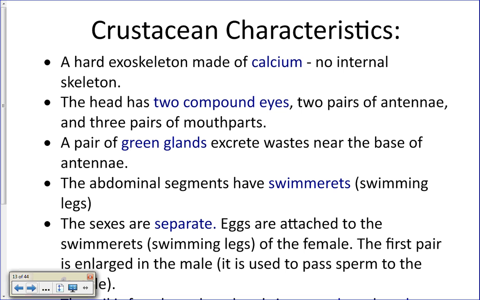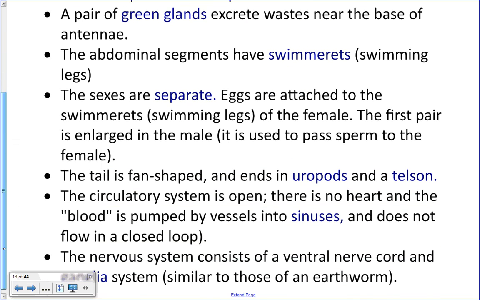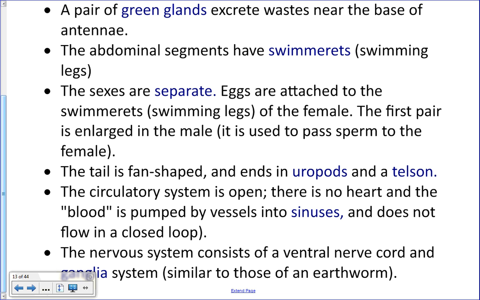And then if you look on the abdominal segment of the crustacean, you're going to find these little things called swimmerets, and they're the swimming legs of the crustaceans. They do also have separate sexes, so you have boy crabs and girl crabs, and typically you find when they reproduce, the females will have the eggs attached to their swimmerets, and that's where they're going to carry the eggs and protect the eggs. And then the males will have the first pair of their swimmerets modified, calcified, in order to copulate with the female and pass the sperm over to the female.